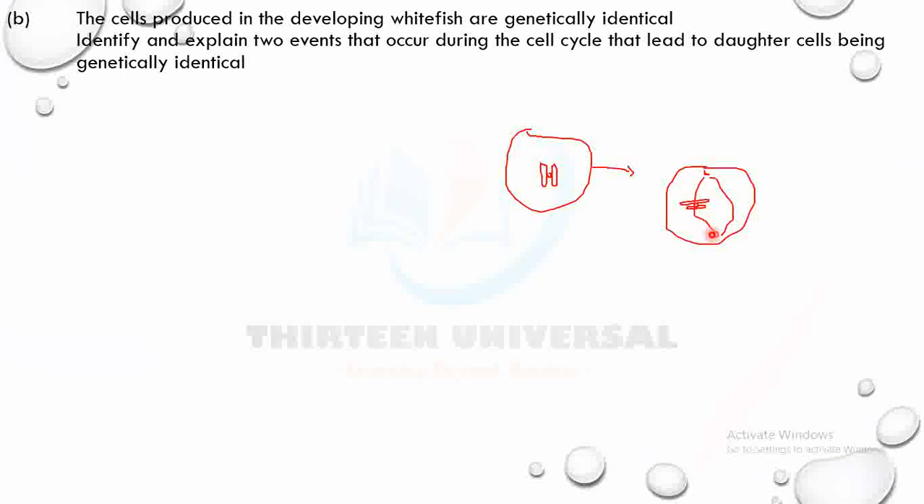So I've mentioned semi-conservative replication of DNA. I've mentioned, of course, metaphase, where the chromosomes are aligned in such a way that they can be separated, and I've mentioned anaphase, which allows them to be pulled apart to opposite poles.